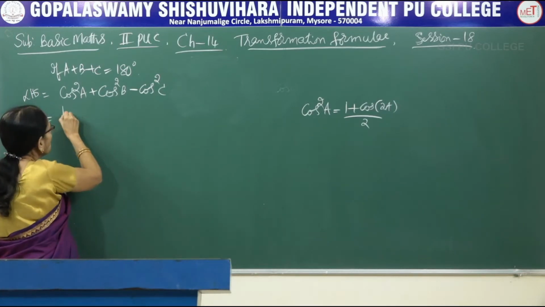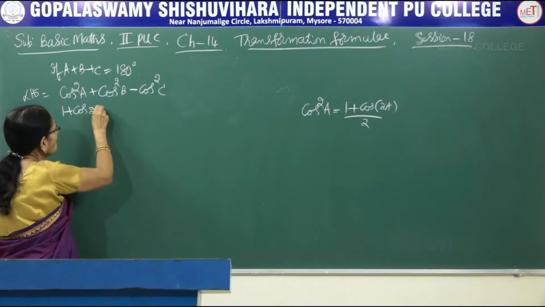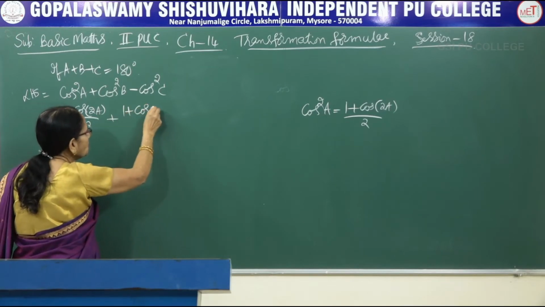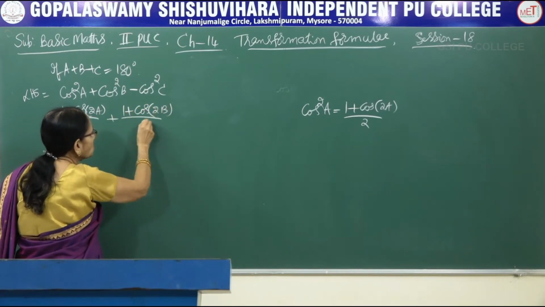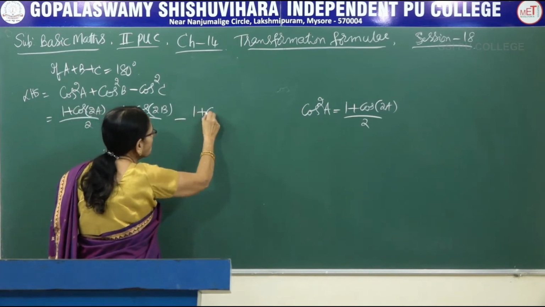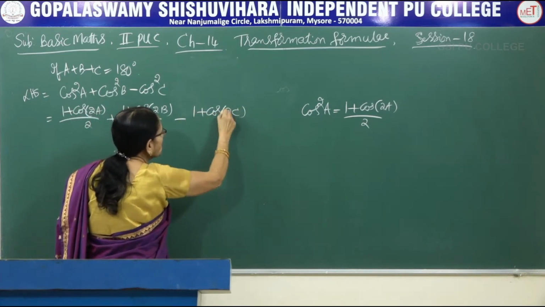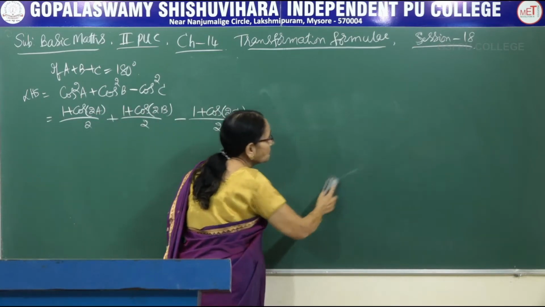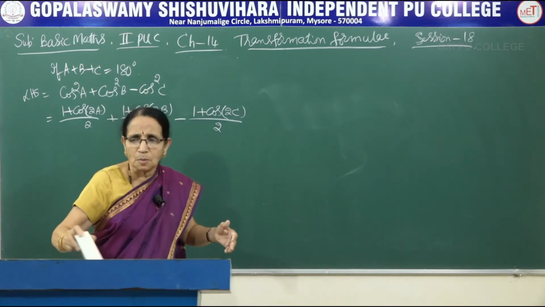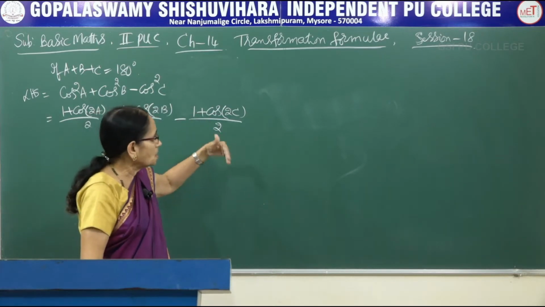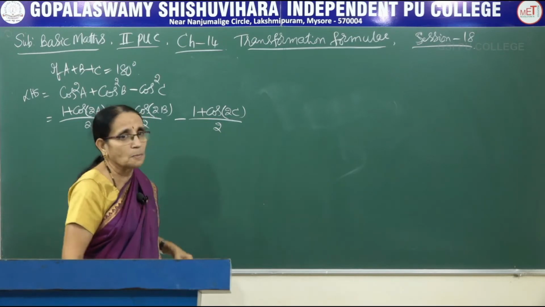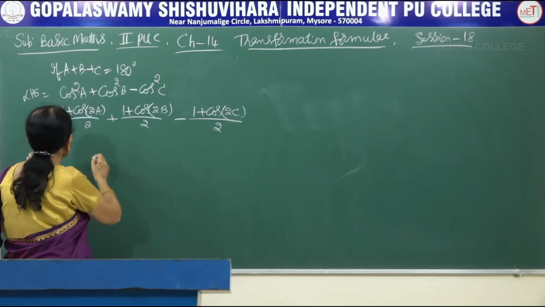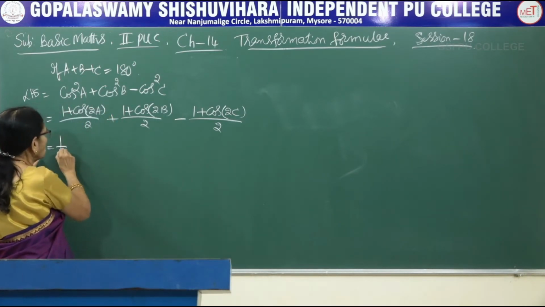So, this would be 1 plus cos of 2A divided by 2 plus 1 plus cos of 2B divided by 2 minus 1 plus cos of 2C divided by 2. So, I am using this particular result. You have to remember this one. All these results, of course, all the problems are interconnected. We will be using the previous results to solve this problem. Now, what is a common factor here? You observe 2 is a common factor. First, you take that outside. That is 1 by 2.